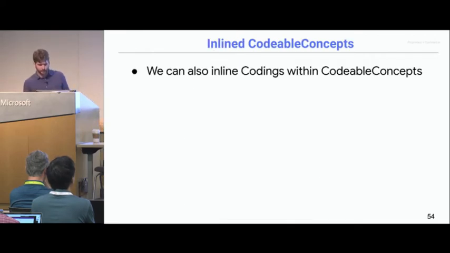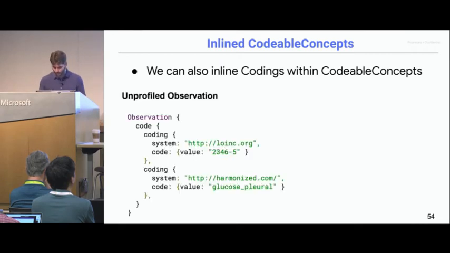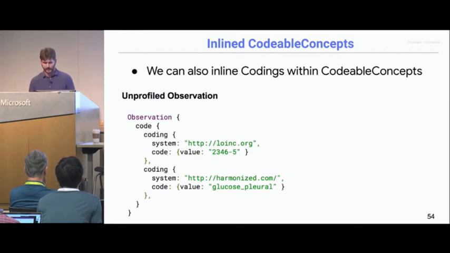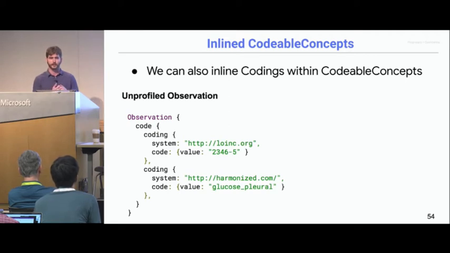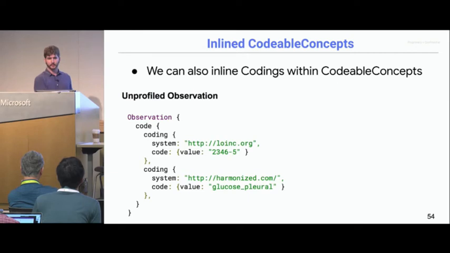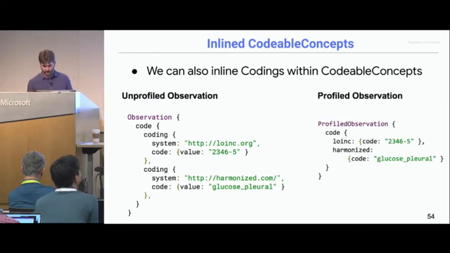We can do a similar thing with inline codings within CodeableConcepts. So for instance, here's an unprofiled observation where, remember we were talking about these different systems. In this case, we have a system for LOINC, and we have some kind of harmonized system that you might use internally when you want something nicer than LOINC. And if you define slicings in your profile, that we expect there to be a LOINC code and we expect there to be a harmonized code on our observation, we can build a nice little bookcase for that, file that data on there.